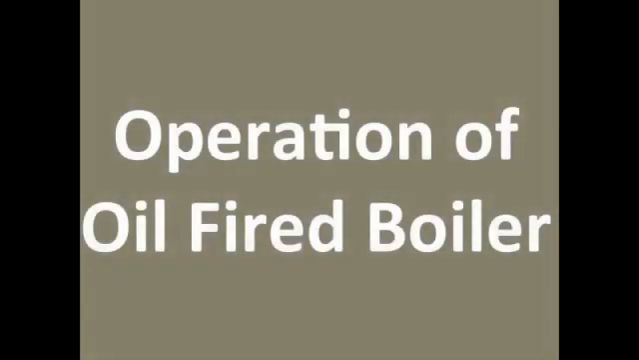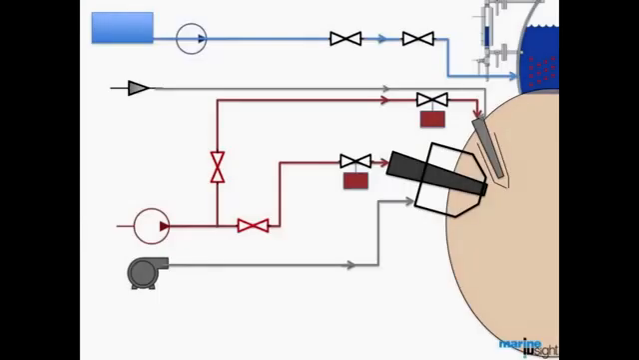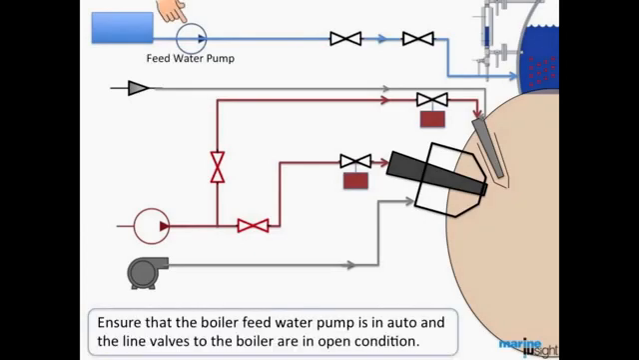Now we will move forward to our next section, which is operation of an auxiliary oil-fired boiler. Before firing a boiler, ensure that the boiler feed water pump is in auto and the feed water line valves to the boiler are in open condition.